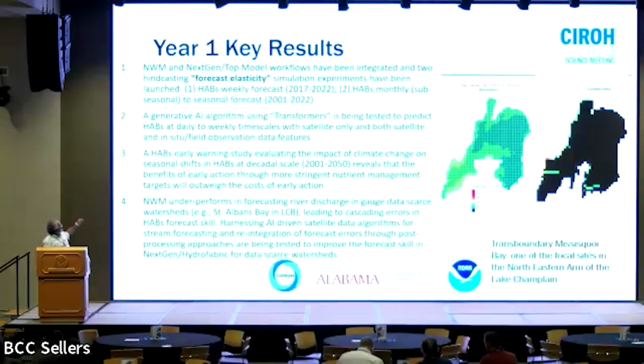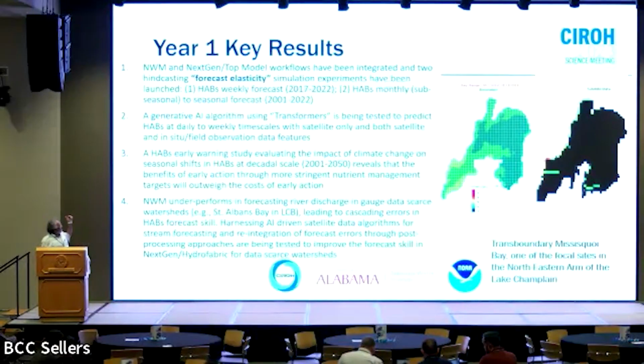In addition to the transformers that we are testing, we've also launched 2 forecast elasticity experiments in order to disaggregate the errors in terms of the initialization of the model. For example, we are using the National Weather Service 5 to 7 day forecast product. We're trying to understand the disaggregation of the errors that cascade through from the National Weather Service model versus the hydrological model and the National Water Model, as well as the nutrient concentration framework that is being used to drive the hydrological forecast of these systems.